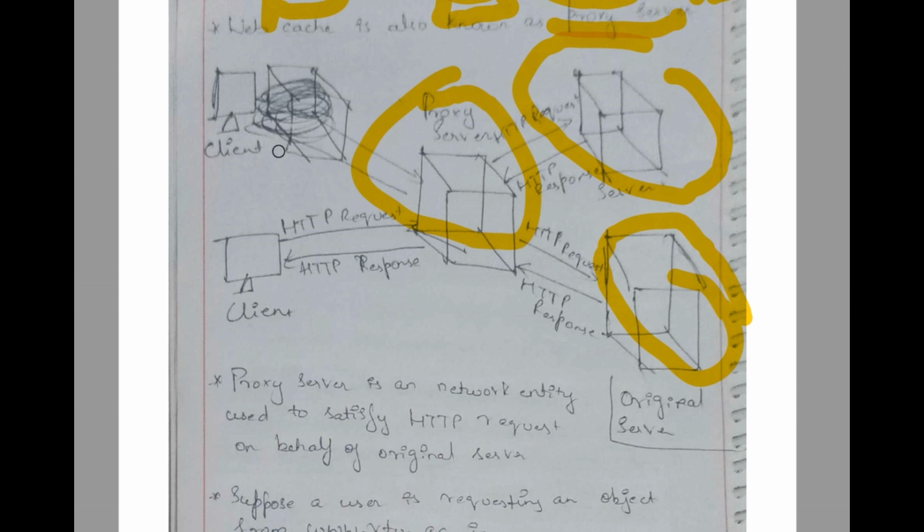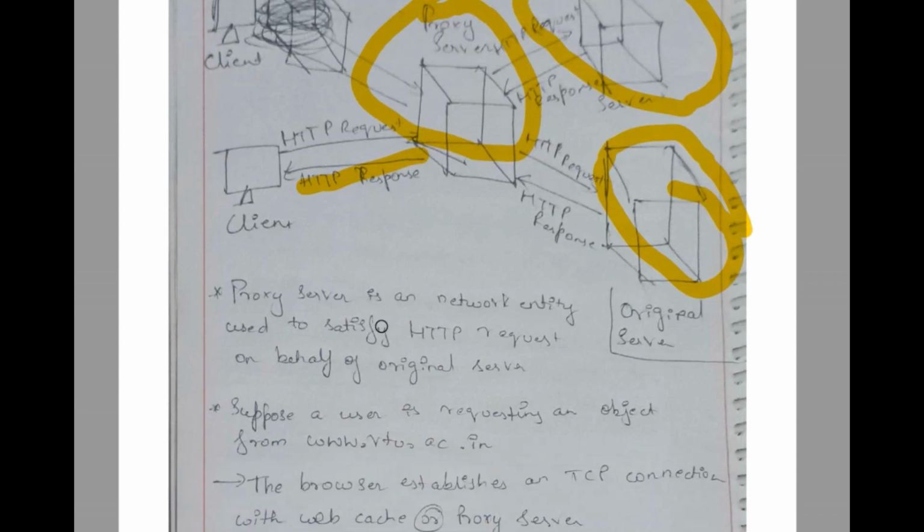So this concept is the same. The client contacts the proxy server to process the data faster. Here the HTTP request message and HTTP response message are the same. The going arrow mark is the request message, and the coming arrow mark is the response message.